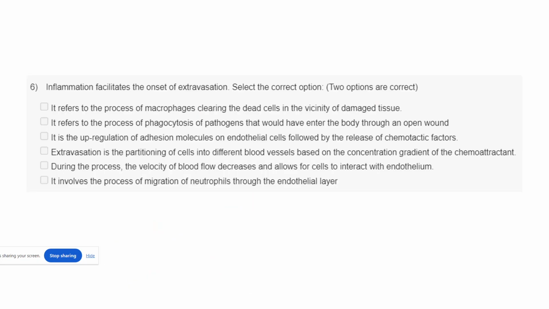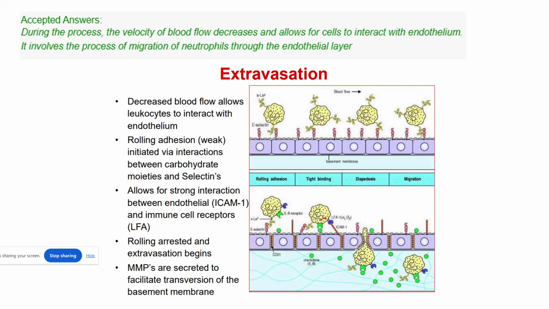Yes, I think option 3 should also be correct. First of all, there is a decrease in velocity, and it allows for interaction with the endothelium. Before this process, there is upregulation of adhesion molecules that helps in interaction of these cells with the endothelium, and then the rolling adhesion is initiated via these interactions between the carbohydrate moieties and the selectins. And after this interaction, they extravasate into the affected area.